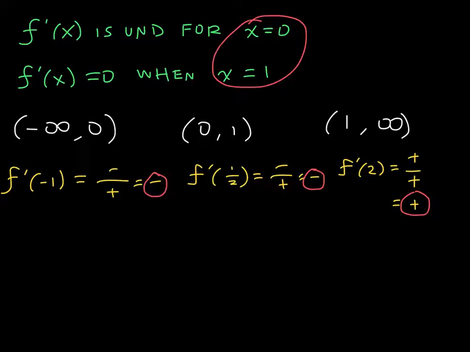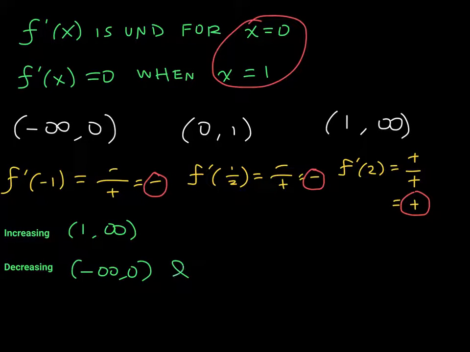our function is decreasing on this interval and on this one, increasing on this interval. So it's increasing on the interval from 1 to infinity. It's decreasing on the intervals negative infinity to 0 and from 0 to 1.